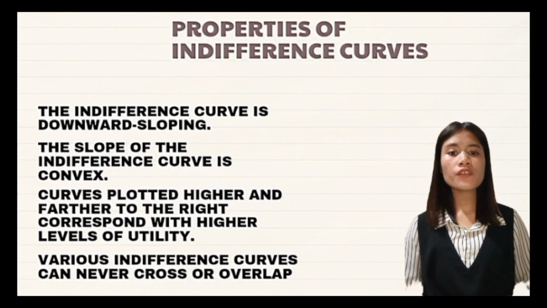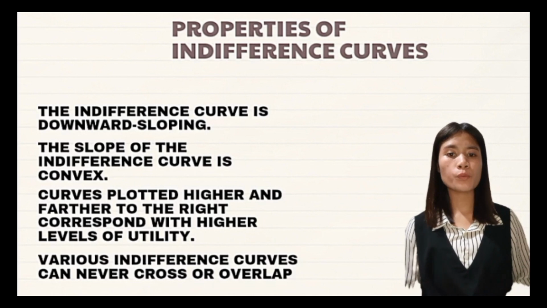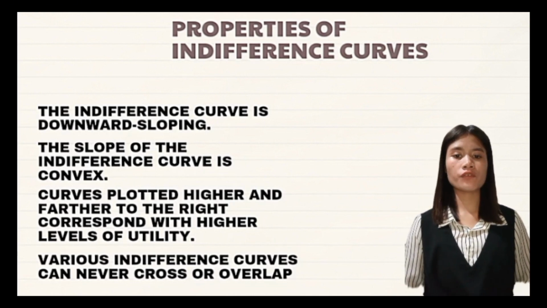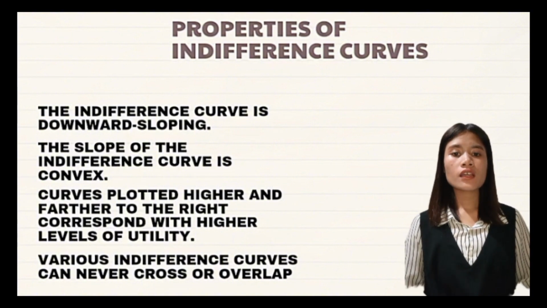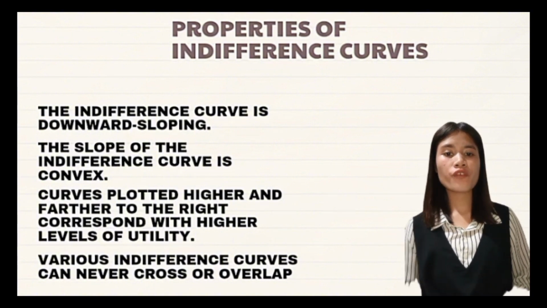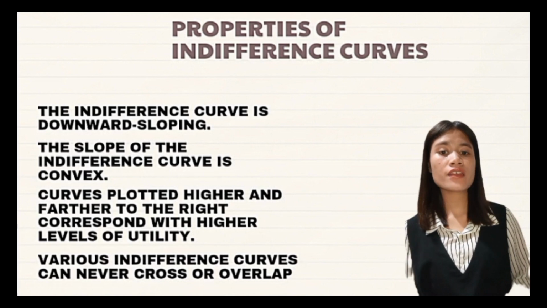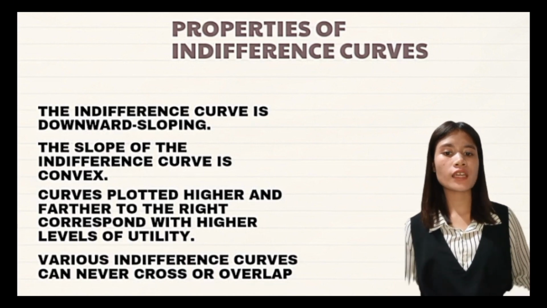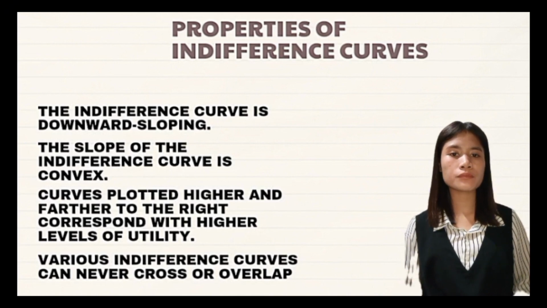First, indifference curve is downward sloping. Second, the slope of the indifference curve is convex. Third, curves plotted higher and farther to the right correspond with higher level of utility. And fourth, various indifference curves can never cross or overlap.